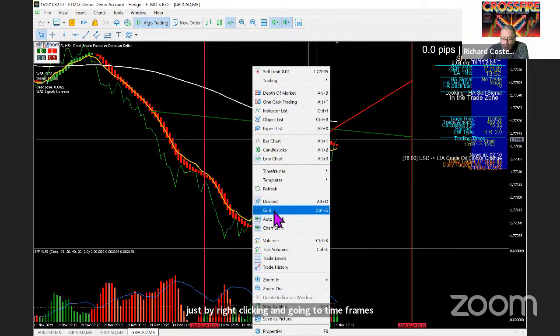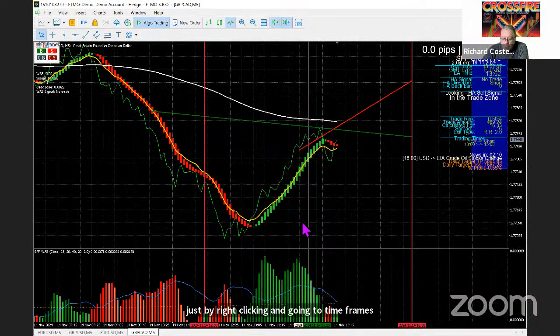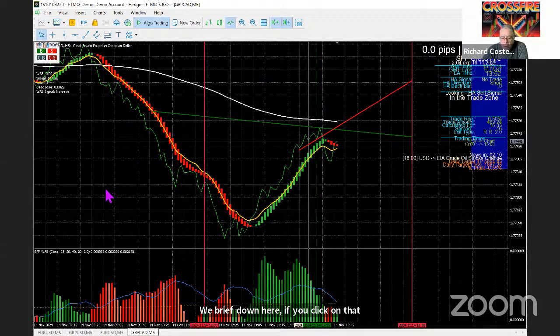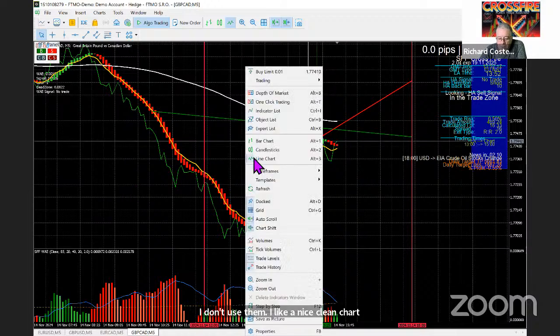What else? The grid down here, if you click on that, it'll put the grid. That's these horizontal and vertical lines. I don't use them. I like a nice clean chart, but you can use them if you wish.